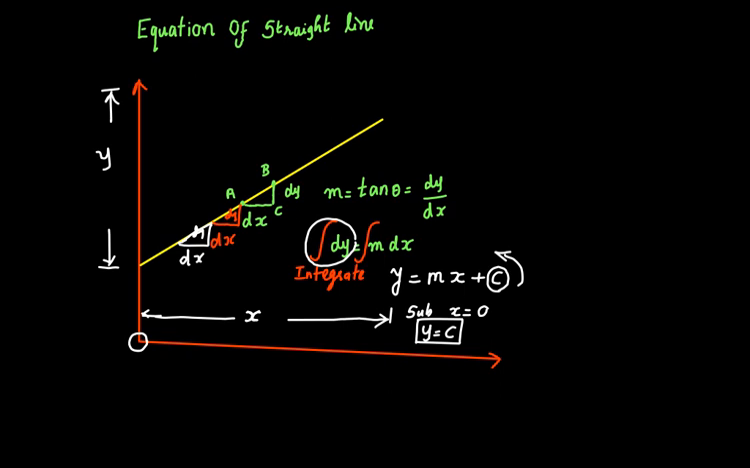At x is equal to 0, what is the value of y? Well, the value of y is this. This is called the y-intercept. All right, so this is the equation of the straight line. This is how it comes.